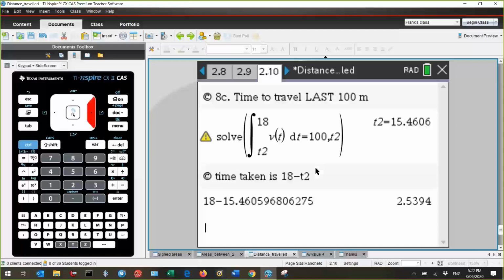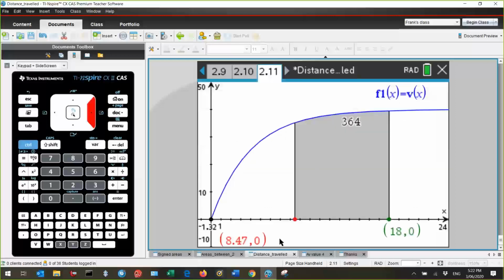Right, so about 2.5 seconds. And if I graphically, I need that last area there to be 100, around about there somewhere, and I can see it's about 15.5 seconds is the coordinates. Okay, so once again, the relationship between distance travelled in a straight line and the integral.